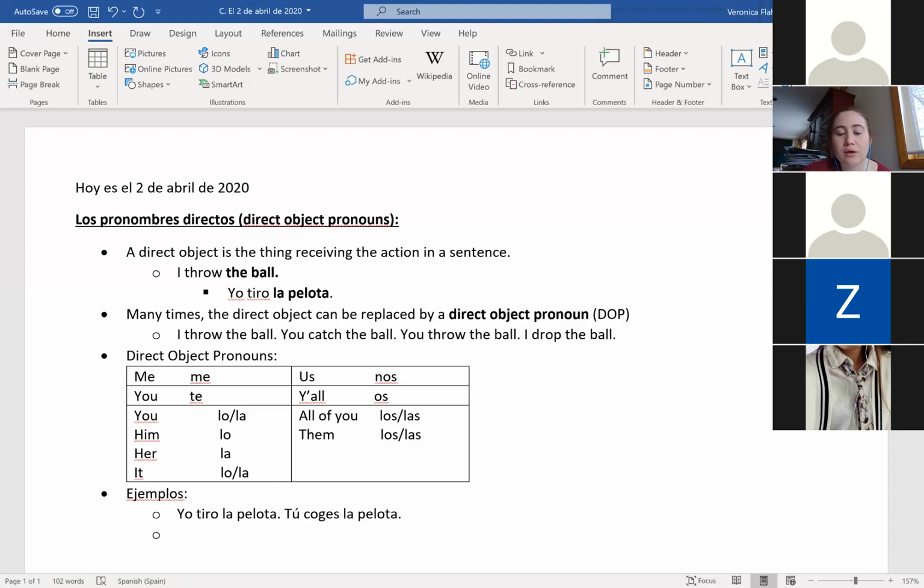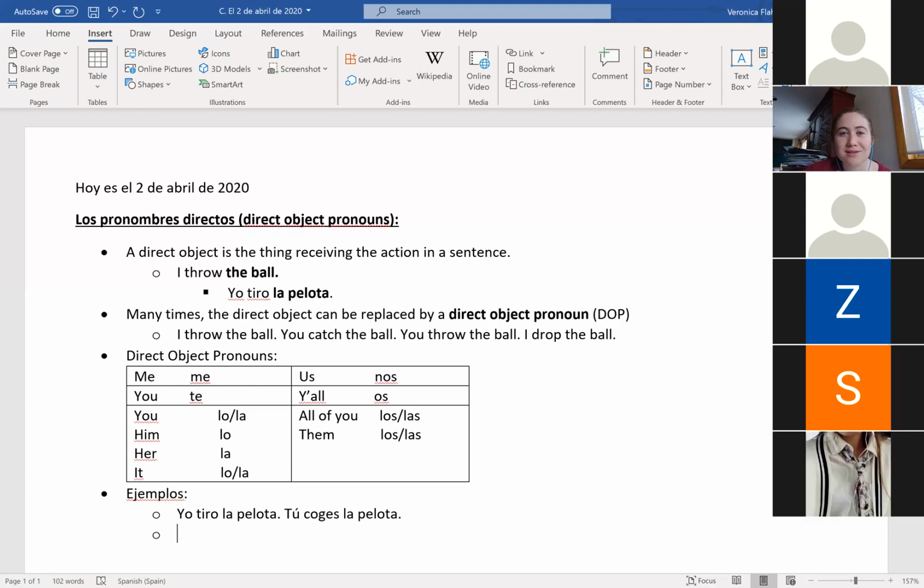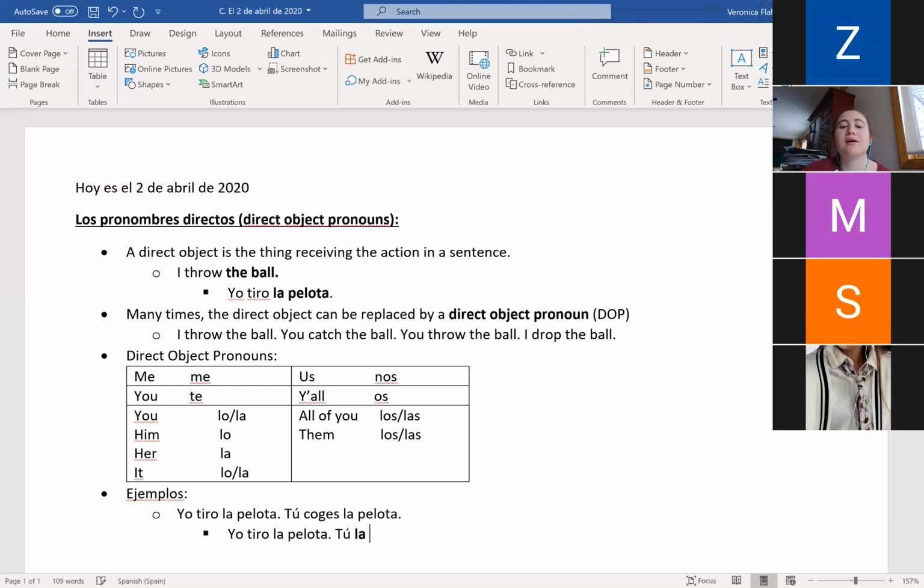I throw the ball and you catch the ball. How can we make that shorter? I throw the ball and you catch it. Exactly. Yo tiro la pelota. Tú la coges. La pelota turns into la. And when we replace a direct object with a direct object pronoun, it moves around in the sentence.